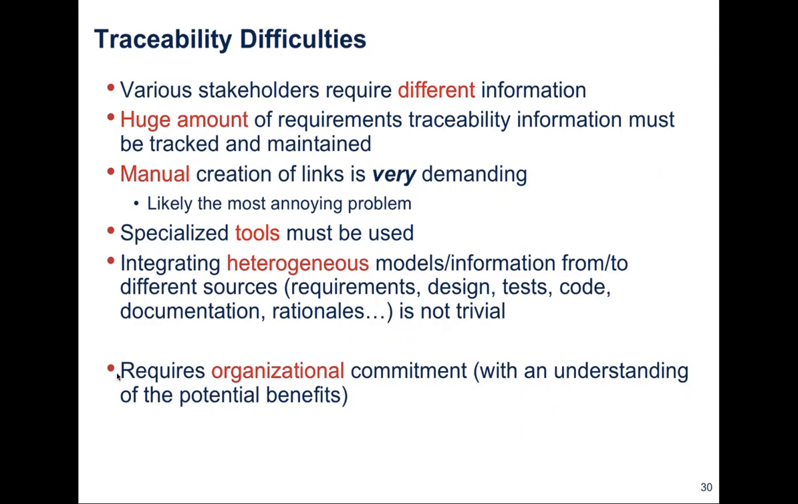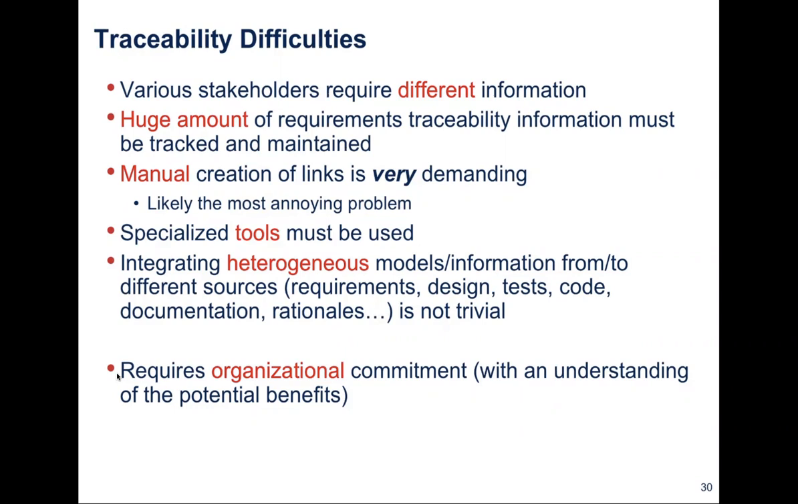Manual creation of links is very demanding. Likely, it's the most annoying problem in requirement traceability. Also, it needs specialized tools that must be used to trace requirements and their relationship with other system element artifacts. Integrating heterogeneous models or information, even from or to different sources, whether it's requirements, design, test code, or documentation rationale, is not a trivial process. So this is the main reason why traceability is difficult.